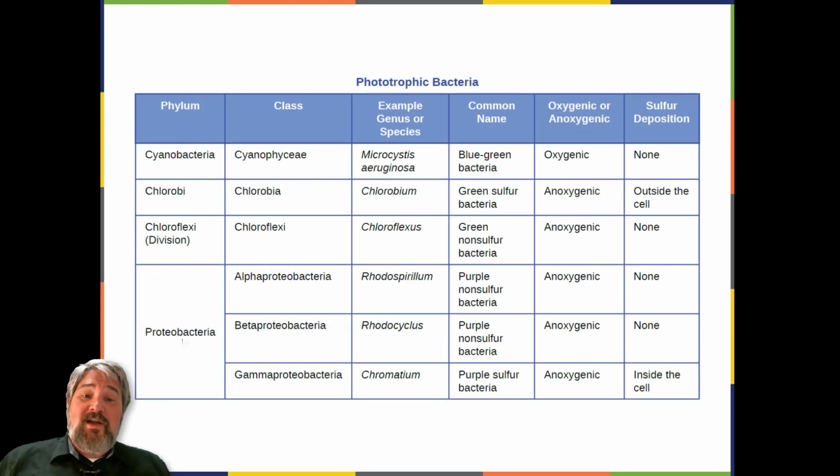This table summarizes the characteristics of important phototrophic bacteria. We have our cyanobacteria, our chlorobi, our chloroflexi, and of course there are representatives in alpha, beta, and gamma proteobacteria that are phototrophic. Only one of these groups, the cyanobacteria, engage in oxygenic photosynthesis. All the rest of them engage in anoxygenic photosynthesis.